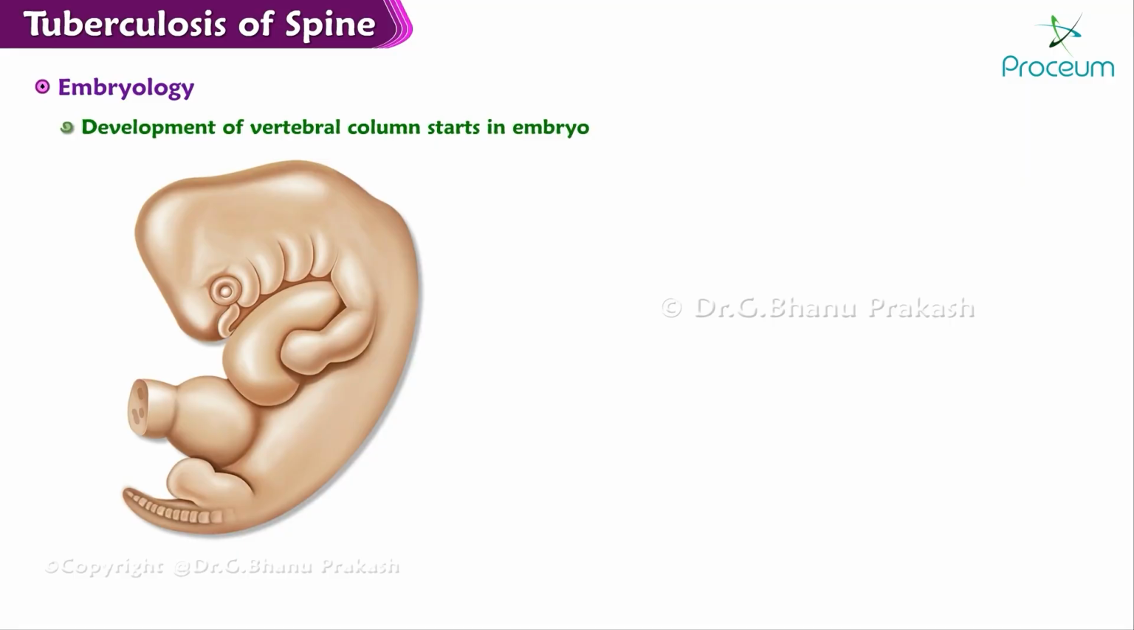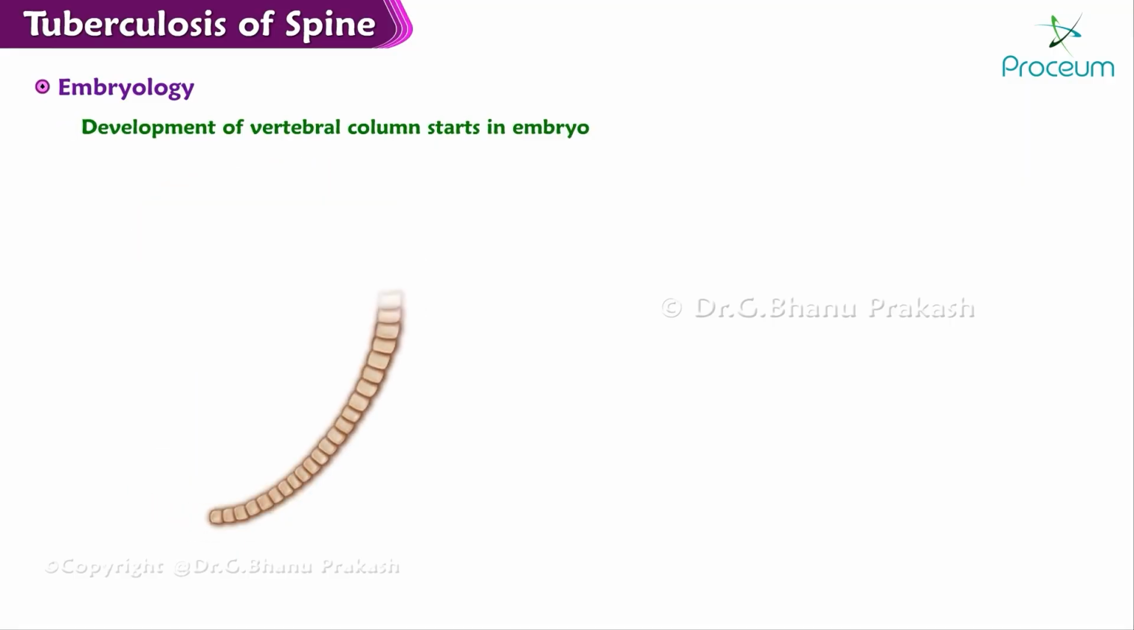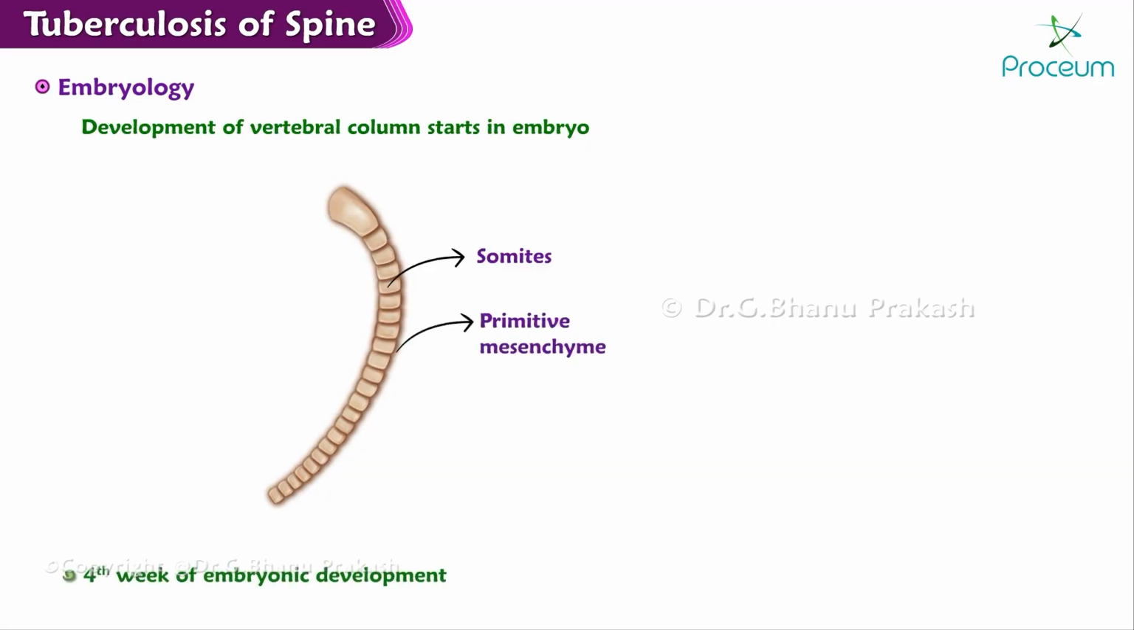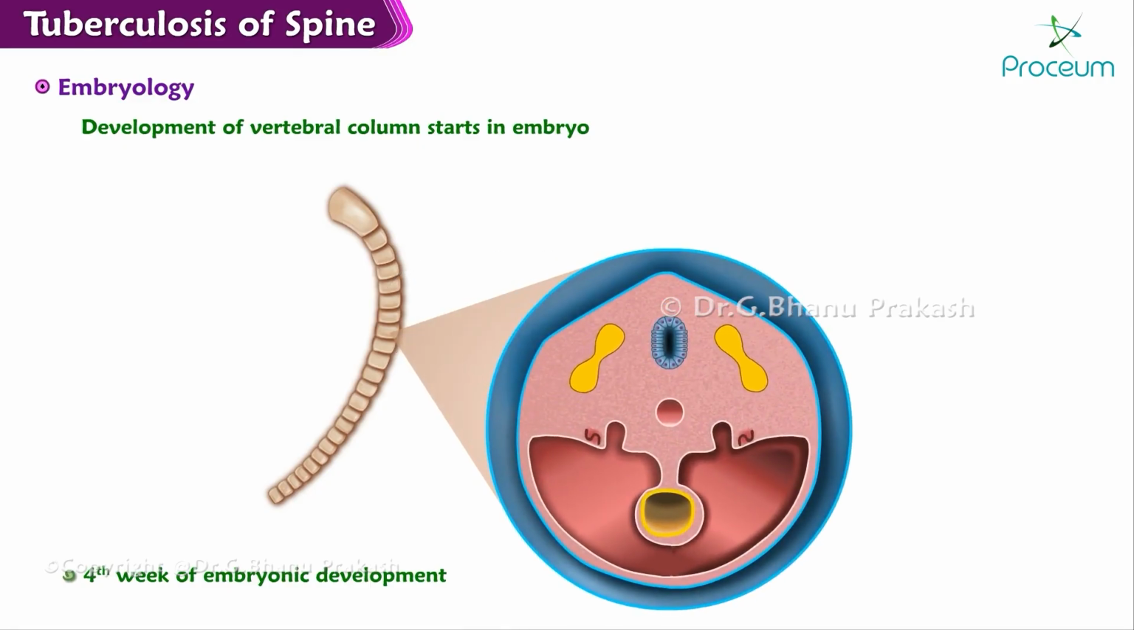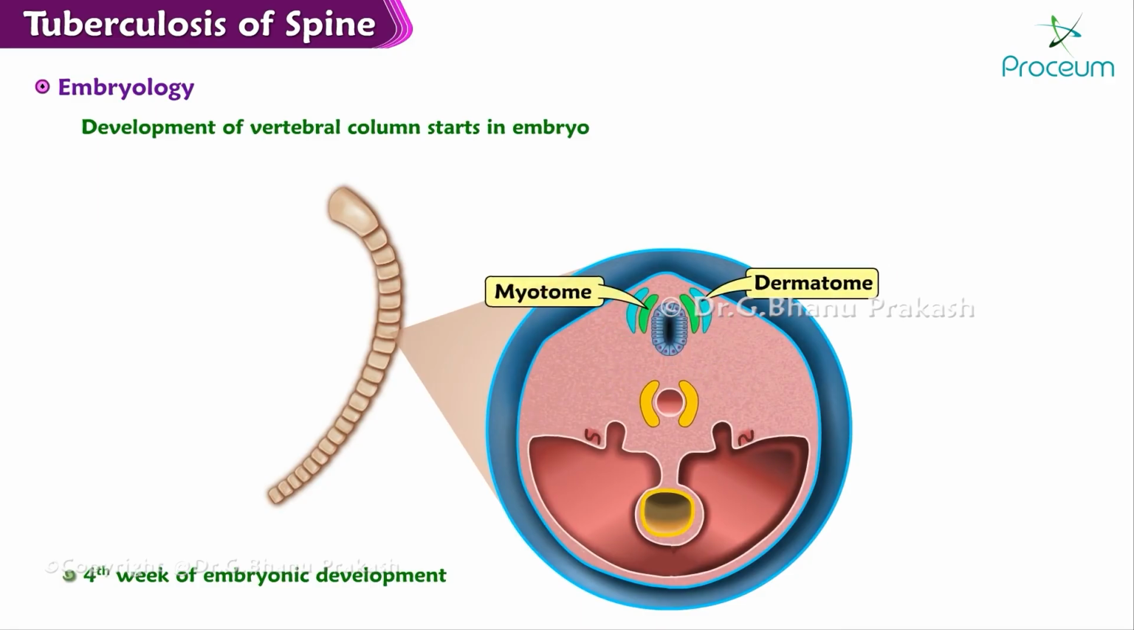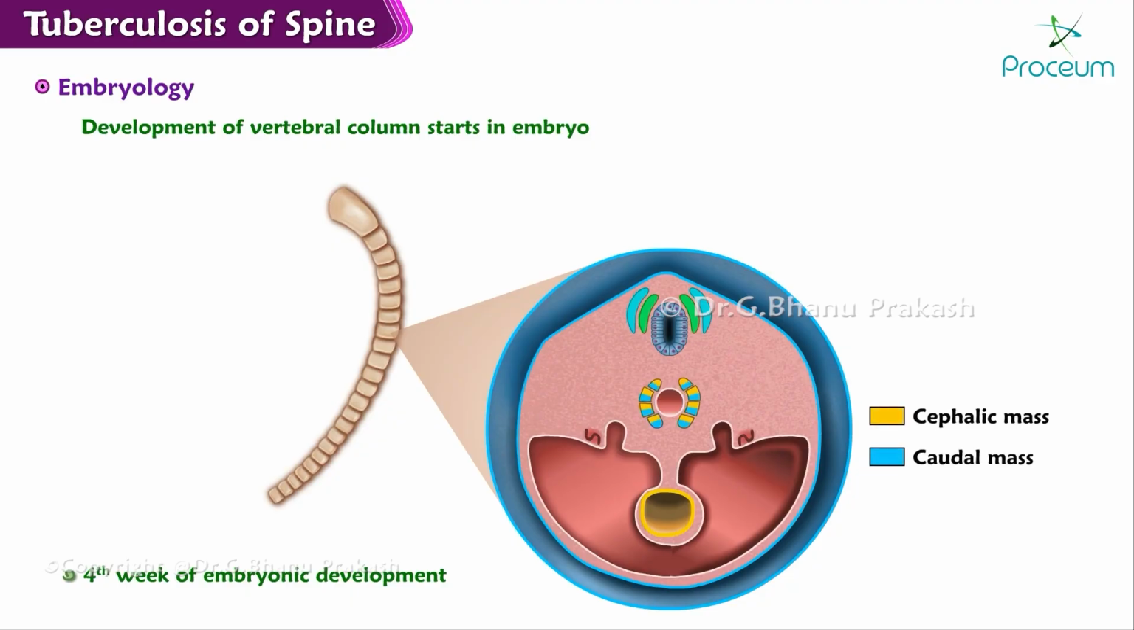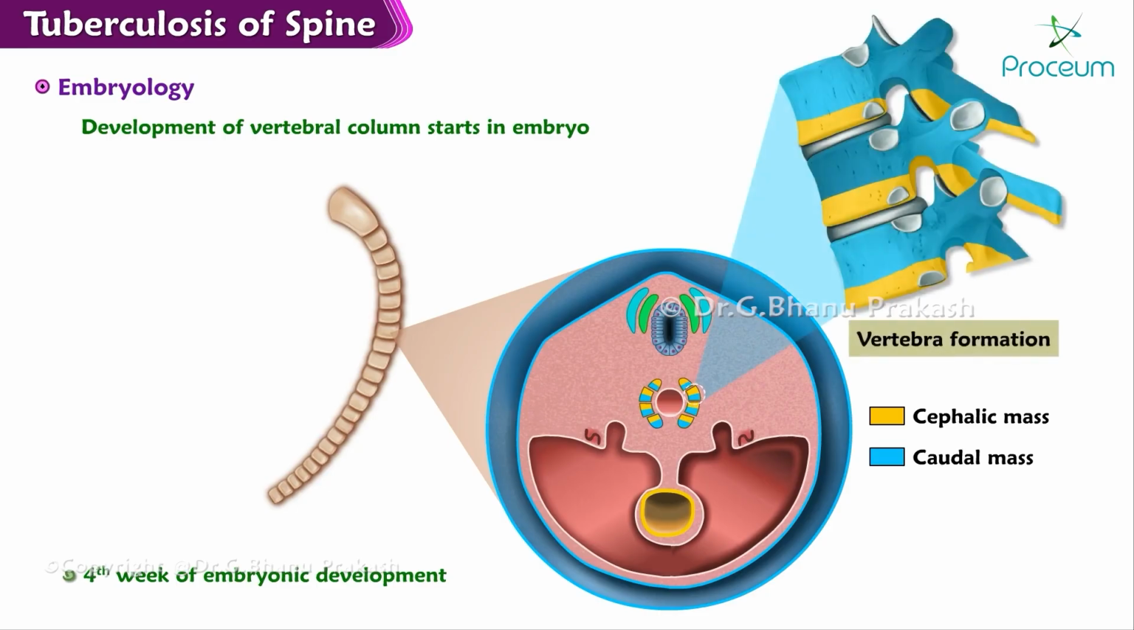The development of the vertebral column starts in the embryo. Somites, which are paired cubical masses, begin to develop in the primitive mesenchyme by the 4th week of embryonic development. These somites differentiate into 3 components: dermatome, myotome, and sclerotome. The sclerotome surrounds the notochord. Each sclerotome undergoes segmentation and condenses into a cephalic mass and a caudal mass, forming the basis of vertebra formation.